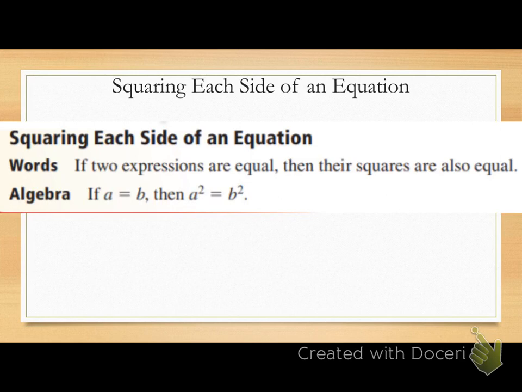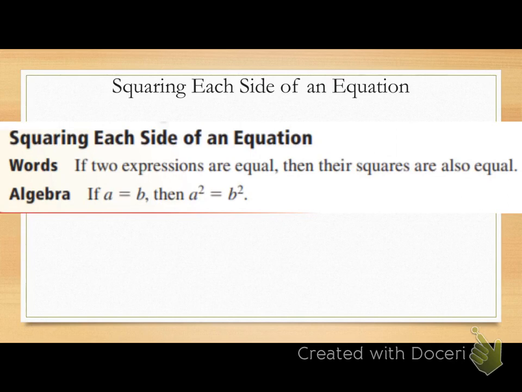So, this is the property we can use if we have radicals in our equation. If two expressions are equal, then their squares are also equal. So if I have a number that equals another number, if I square that number, it's also going to equal the square of that other number. Right? This is like what Carter said about if A equals B, then A squared equals B squared. If 5 equals 5, then 5 squared equals 5 squared.